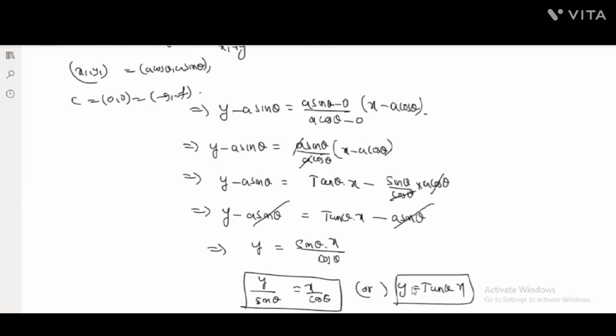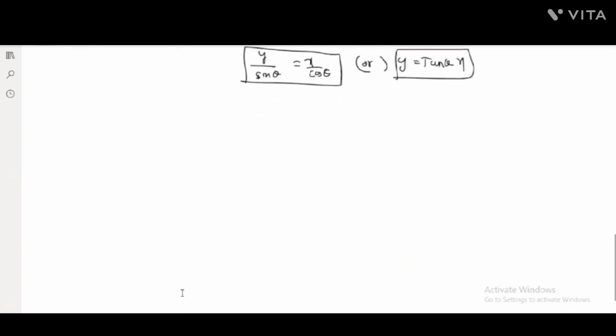So these are the two different forms, and in the slope form directly we will find out the tangent, and in place of m we will substitute minus 1 by m, then we will get the normal equation. So let's see the questions based on this.